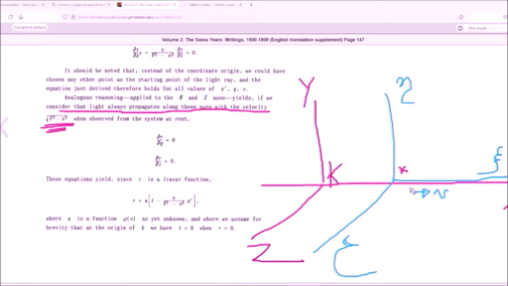He assumes that if that frame travels in this direction v, and that light travels in this direction capital V, he made a bizarre assumption that light will travel in this direction, square root of V square minus v square. Where did he get that from? This is small v.